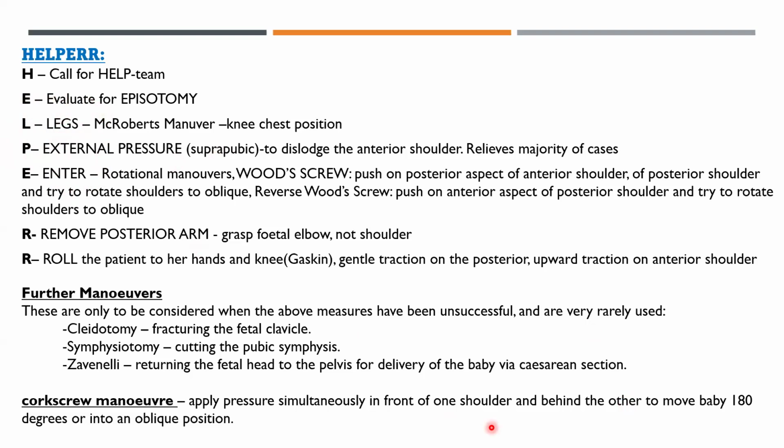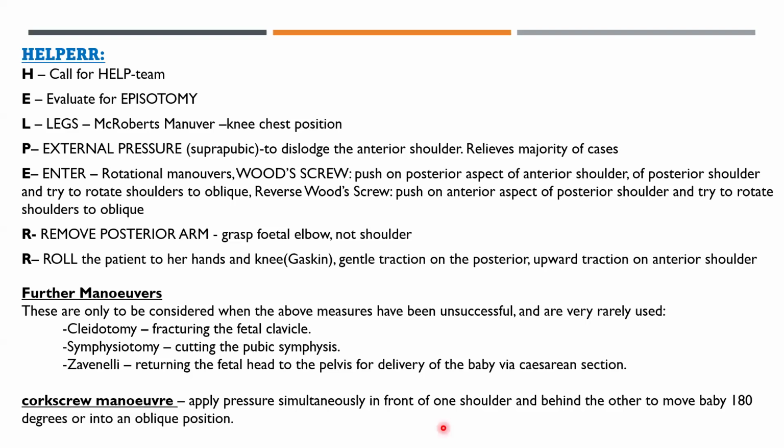Further interventions include a cleidotomy, where you purposely fracture the fetal clavicle so that the distance between the shoulders reduces and becomes smaller to get the shoulders out. Others involve symphysiotomy, which involves cutting the pubic symphysis; you actually go in and you cut. And otherwise Zavanelli, which involves returning the head back into the pelvis and now going in with a CS delivery. Ideally, these are rarely done or mostly never done. You use the maneuvers to get the baby out in most cases, because these are very traumatic procedures to do or to intervene with.